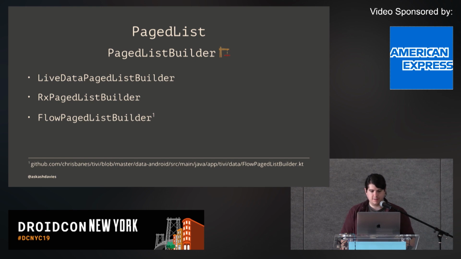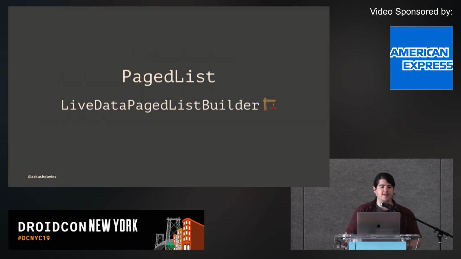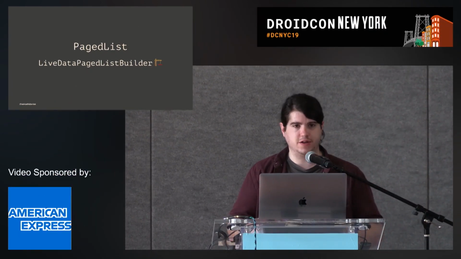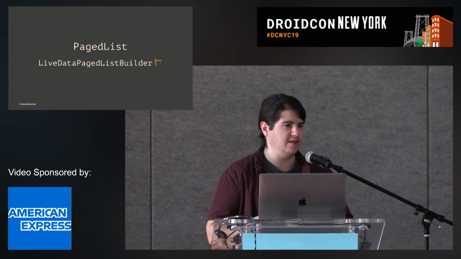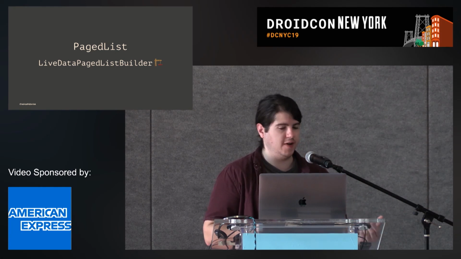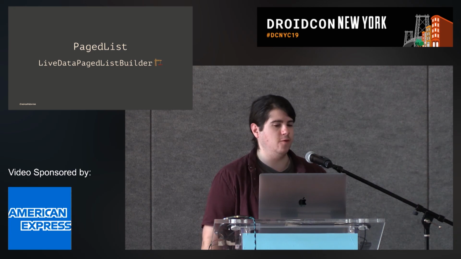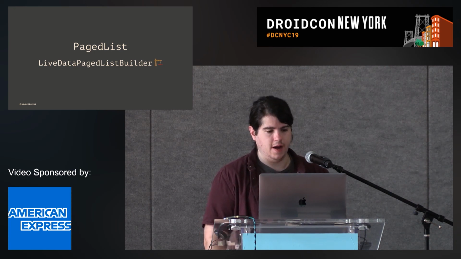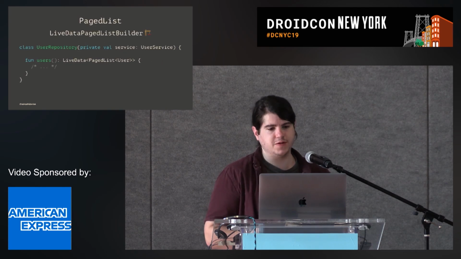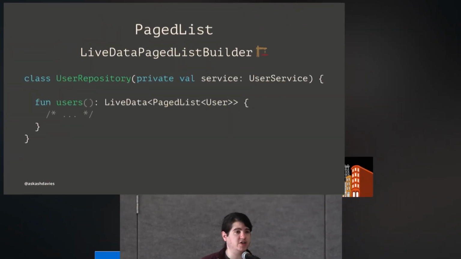So let's just go with the LiveData page list builder. Let's just assume the usage, because they generally all do the same thing. They all have the same interface, but they just produce different types of artifacts. This is the default for Room, LiveData, so let's continue using this one. And let's go into our repository. So let's take a repository returning a page list.